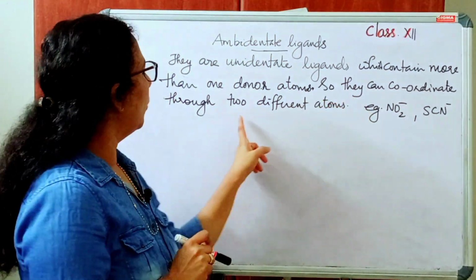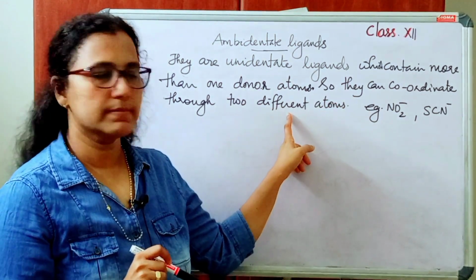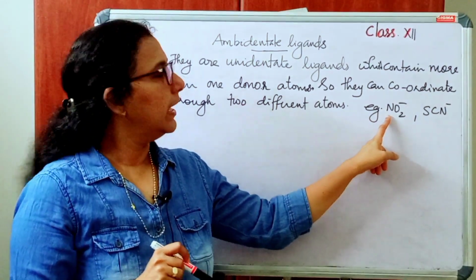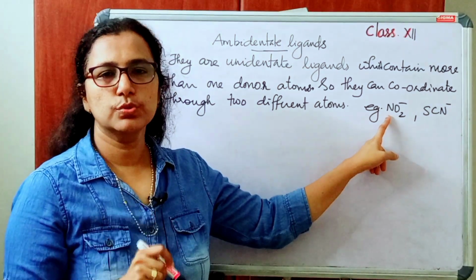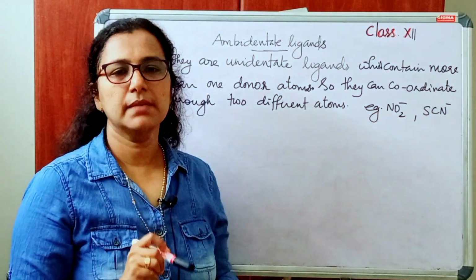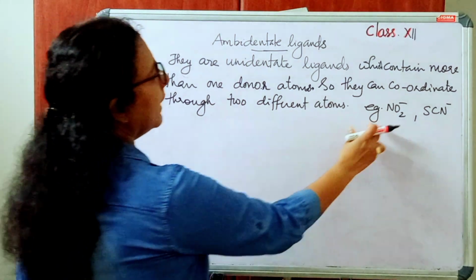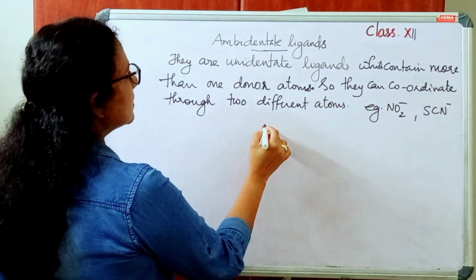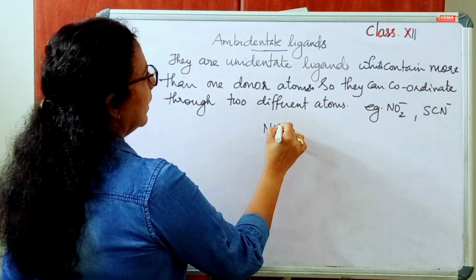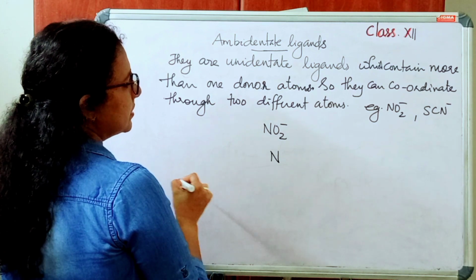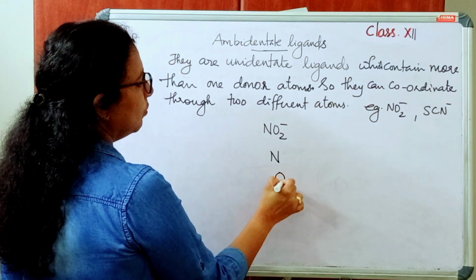So it can coordinate through two different atoms. The ligand itself has two donor atoms and it can coordinate through either of them, but at a time it can donate through one donor atom. For example, NO2 minus and SCN minus. In the case of NO2 minus, it can ligate through nitrogen or it can ligate through oxygen.